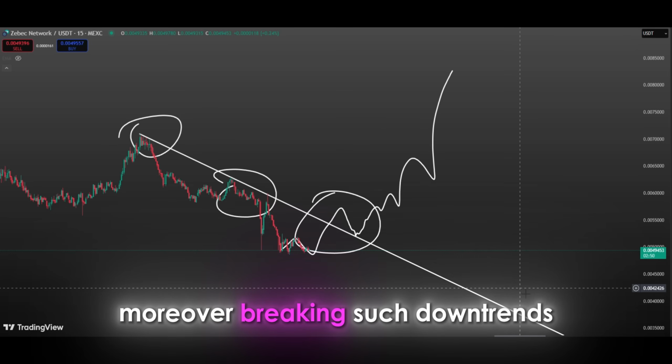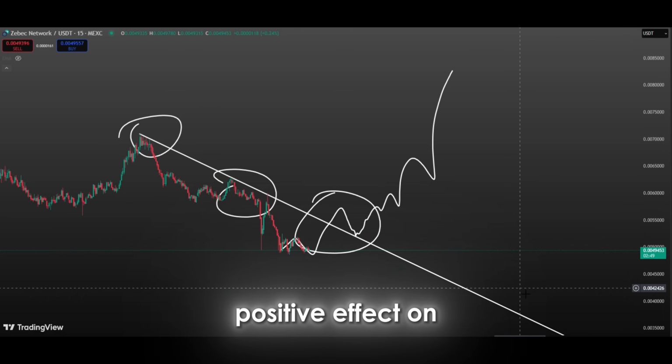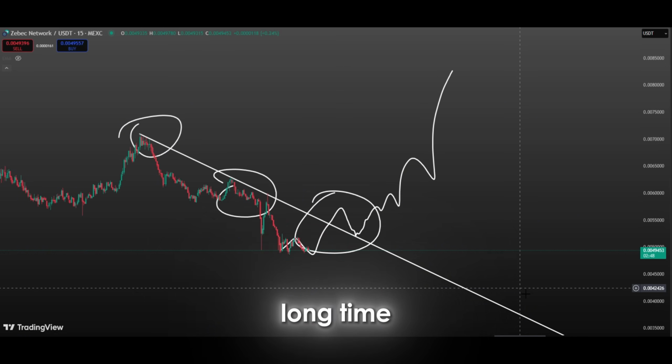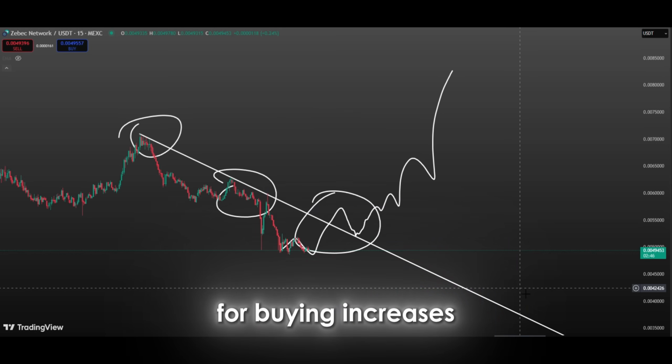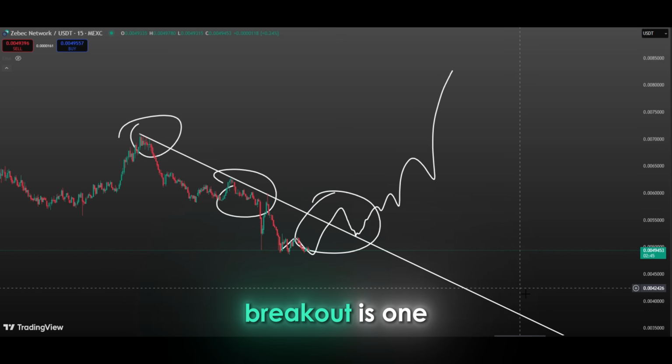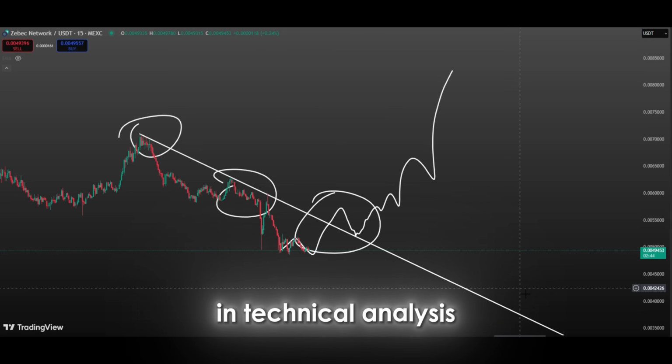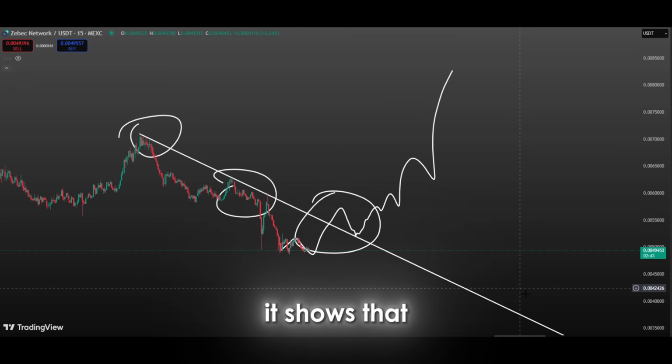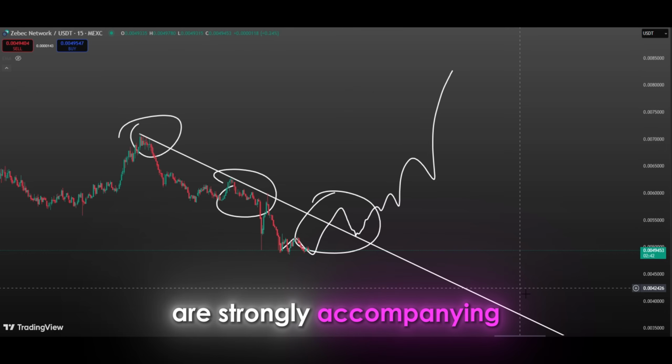Moreover, breaking such downtrends often has a positive effect on investor psychology. The price, which has been under pressure for a long time, reassures investors after a breakout, and the appetite for buying increases. This leads to significant increases in volume. A volume-backed breakout is one of the most reliable signals in technical analysis. This is because it shows that not only the price but also the market participants are strongly accompanying this movement.